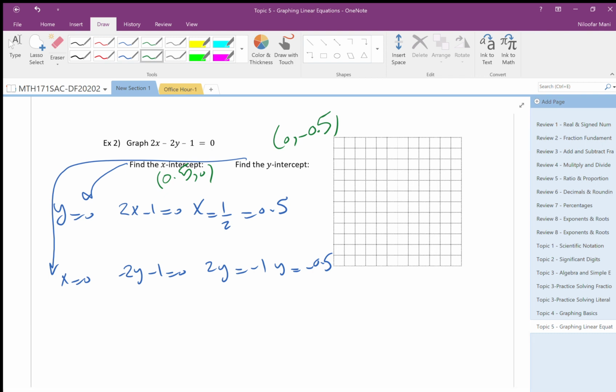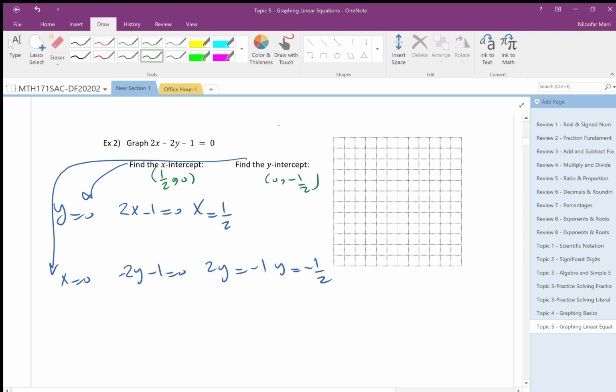Yes, or I can just say 1 over 2. Since we are working with fractions, it's great that I say just 1 over 2. So this is minus 1 over 2, and that's 1 over 2. Otherwise you want to do a decimal for all of them, and I don't want you to do that, because in this case it doesn't matter. It's terminating. But if you have repeating decimals, you would want to round it, and I don't want to see that. So the x-intercept is 1 over 2 and 0, and this is 0 and minus 1 over 2.